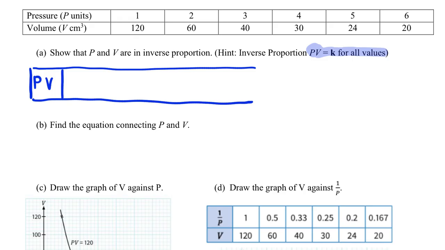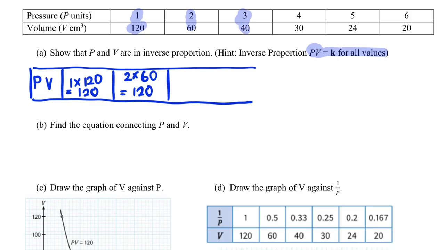Now, I'm going to just draw a line. And the first one is 1 times 120. This one is equals to 120. So that is for these two set of values. For 2 times 60, it's also equals to 120.